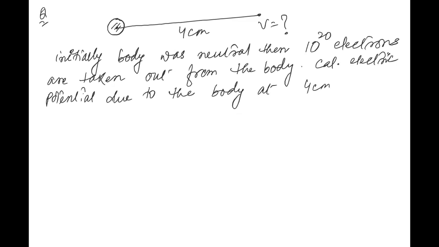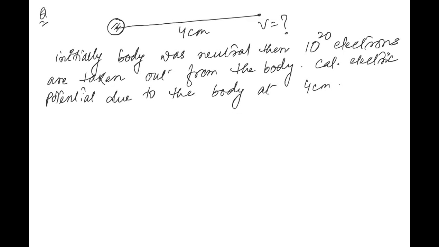Did you understand the question? You can treat it as a point charge, but its charge is not given. You are told that this much of electrons has been taken out from this body. Who will tell me how I should solve it? Someone will tell. Yes, V is equal to what, beta? KQ by R. But do we know the value of Q here?